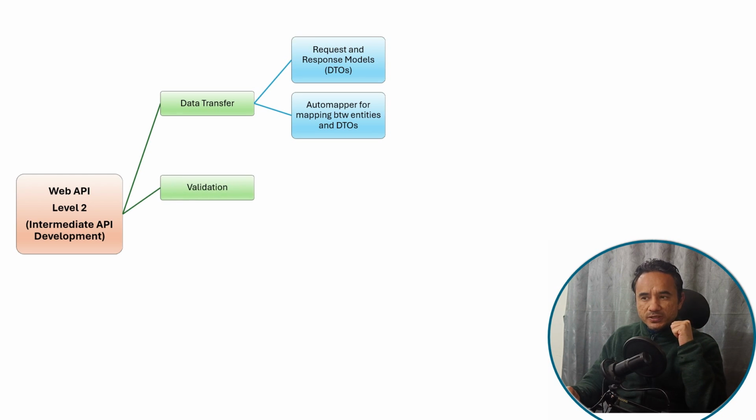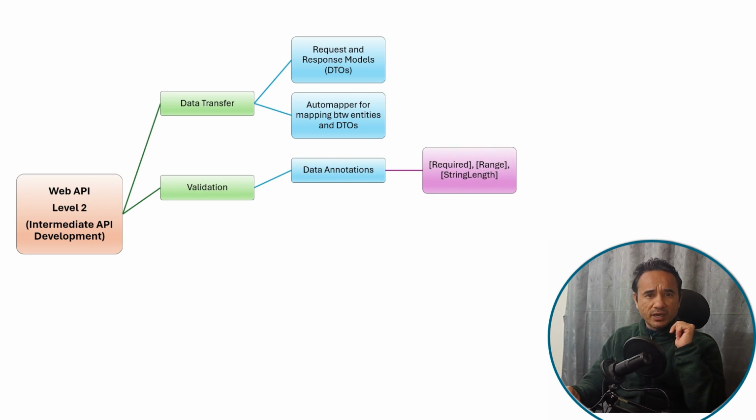Next, focus on validation. Validation techniques like data annotations are basic, like Required, Range, StringLength, which ensure that incoming data is valid.